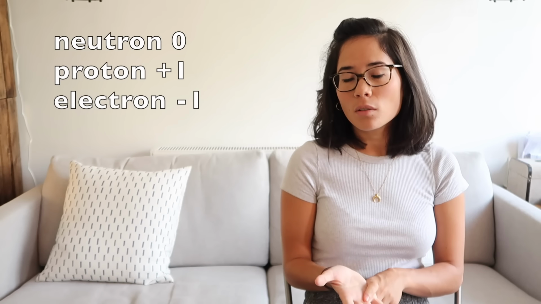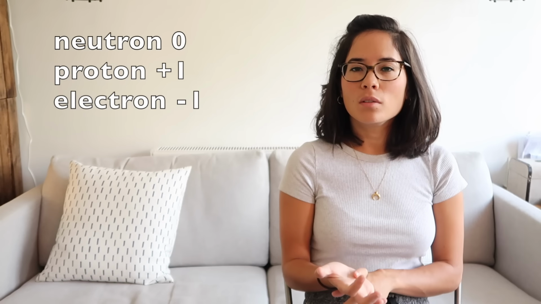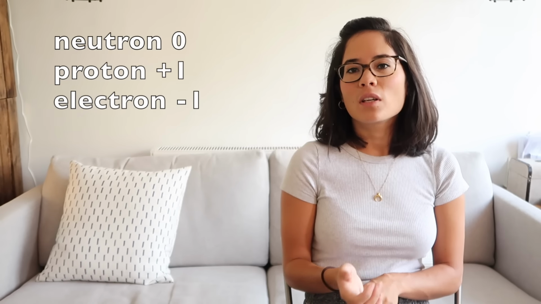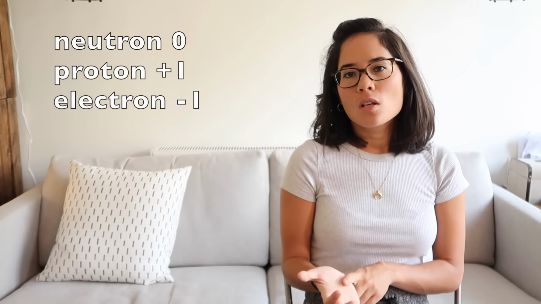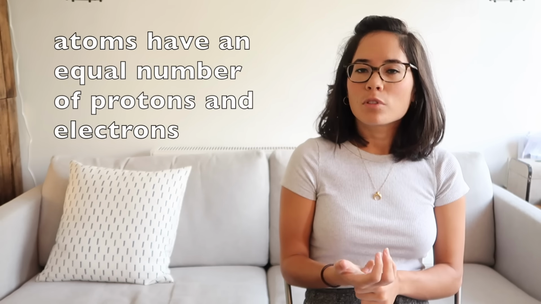Looking at the charges now, a neutron has no charge because it is neutral. A proton has a positive 1 charge, and an electron has a -1 charge. So when we look at an atom, we know that it is uncharged, which therefore means it must have equal numbers of electrons and protons.